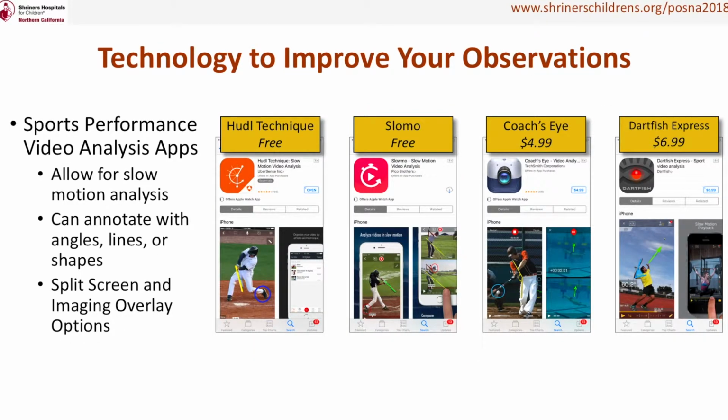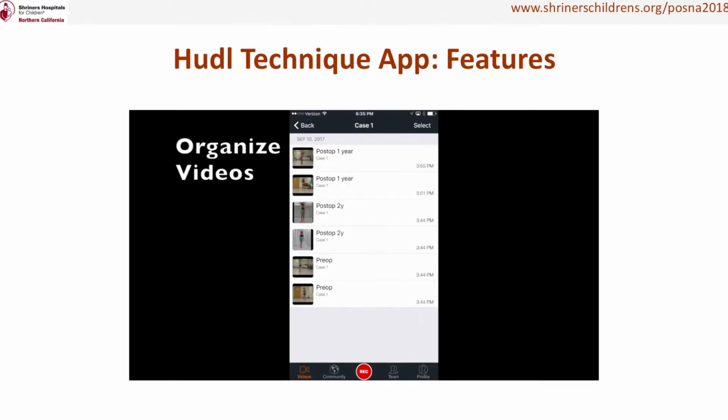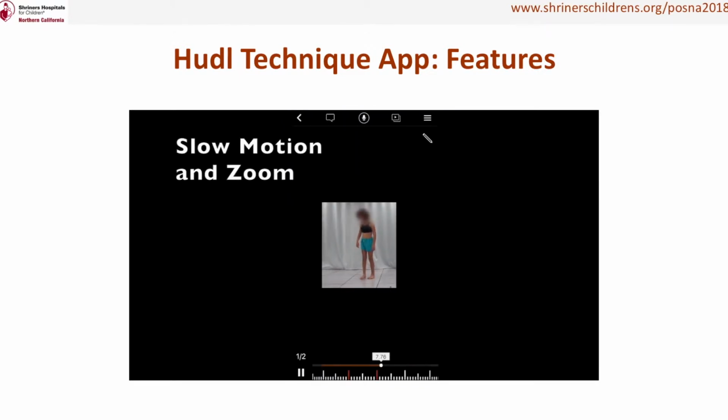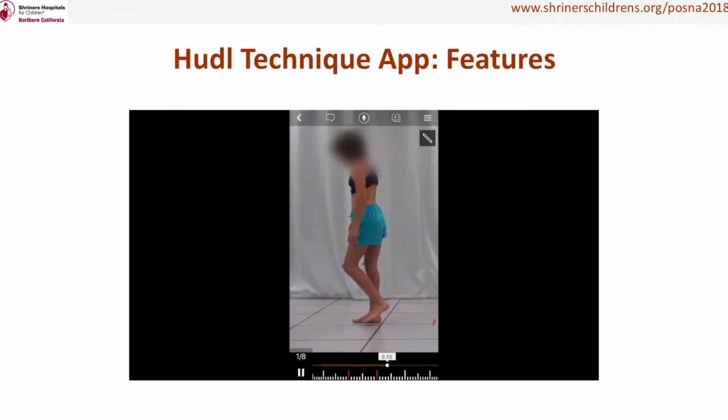While your built-in mobile device video editor has some limited functionality, sports performance video analysis apps now allow for enhanced features. There are several free and low-cost options available to you, and I've listed them here. I'll highlight the Huddle Technique app and its features. The Huddle Technique app allows you to organize your videos by title. Once you've selected the video, you can put it into slow motion and zoom in for better detail.